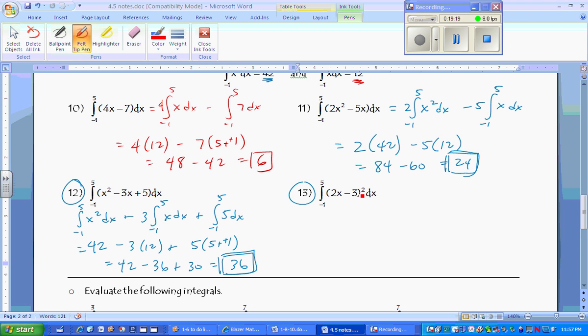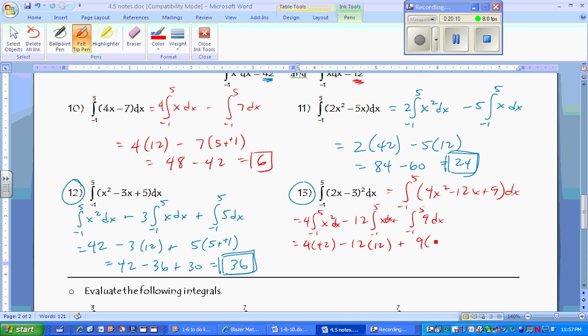Alright, number 13. This one we have to multiply out first. So 2x minus 3, that quantity squared, gives us 4x squared minus 12x plus 9 dx. Now it's just like number 12. We can split it up. We have 4x squared, so we can bring the 4 out in front, times x squared, minus 12 times the definite integral from -1 to 5 of x, plus the definite integral from -1 to 5 of 9. And I forgot the dx's here. So 4 times 42 for that definite integral, minus 12 times 12, plus 9 times 5 minus -1. So 4 times 42 gives us 168, minus 144, plus 54.